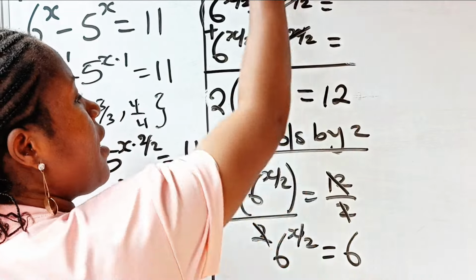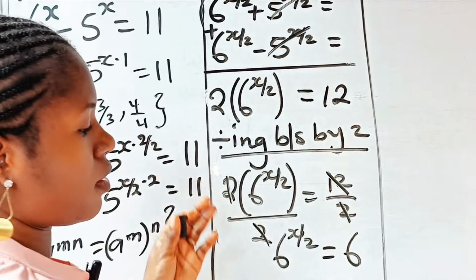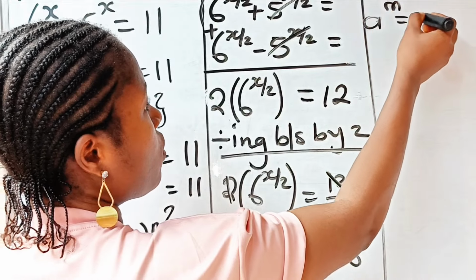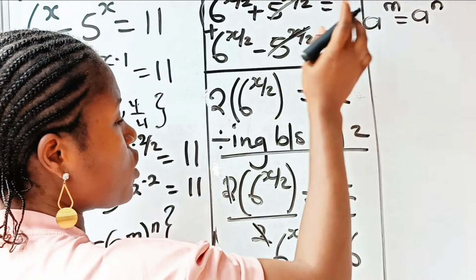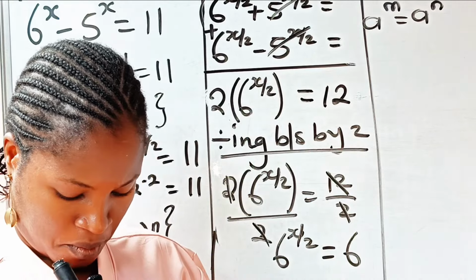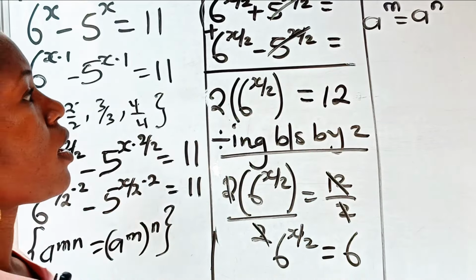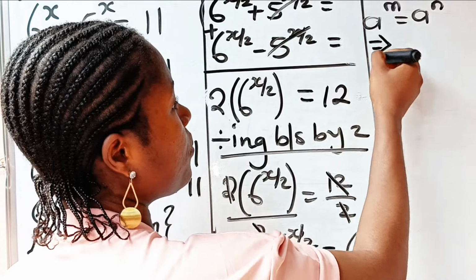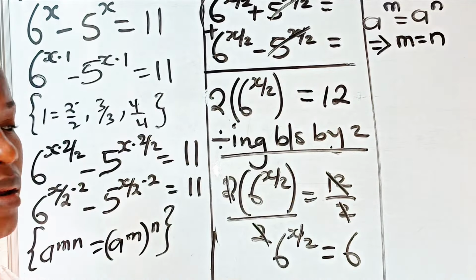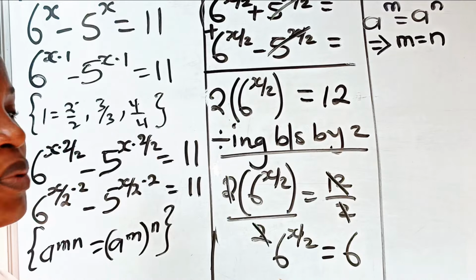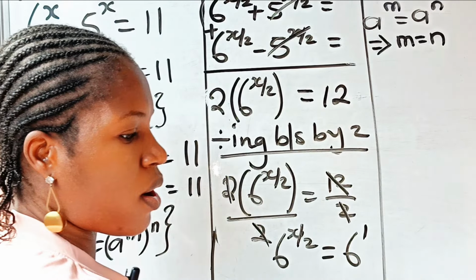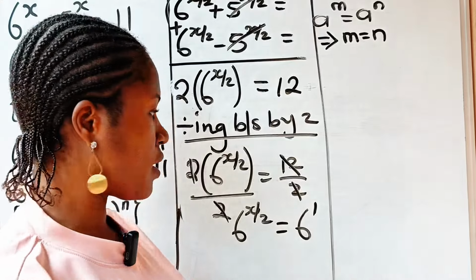Now, remember that if a to the power of m is equal to a to the power of n, it simply implies that m is equal to n. Therefore, that simply means that, you know that this is same thing as 6 to the power of, sorry, my phone tripped off, I didn't know.